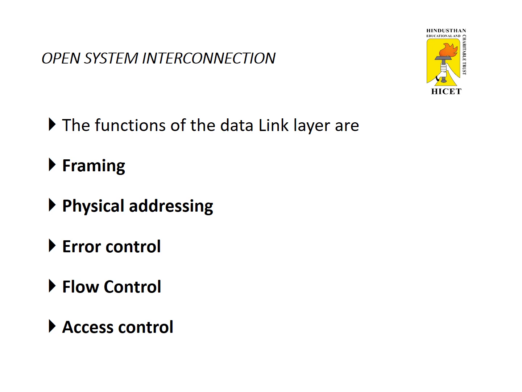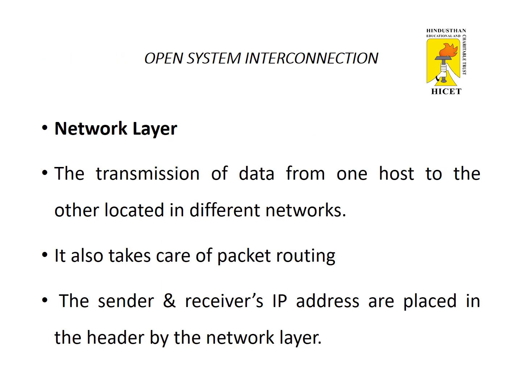When two or more devices are connected to the same communication channel, then the data link layer protocols are used to determine which device has control over the link at a given time. Next layer is the network layer. Network layer works for the transmission of data from one host to the other located in different networks. It also takes care of packet routing. The sender and the receiver's IP address are placed in the header by the network layer.